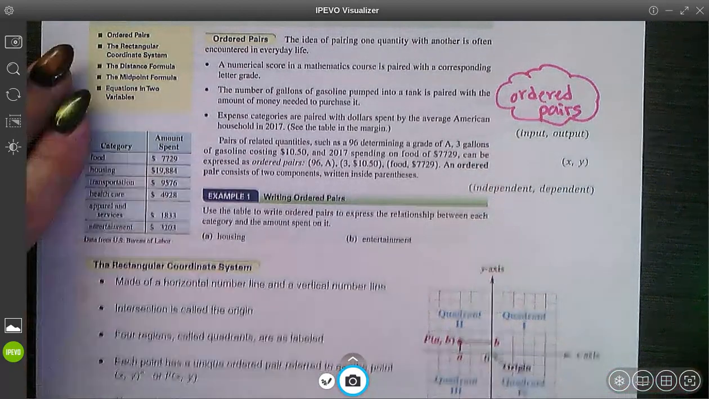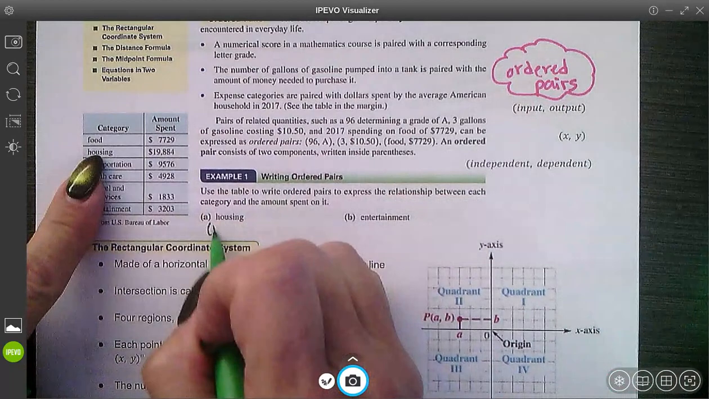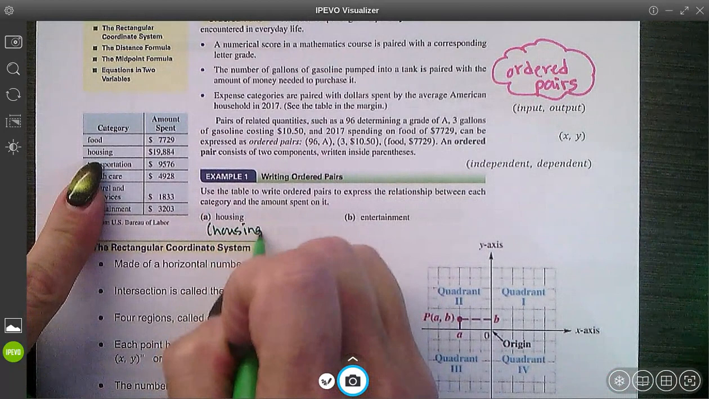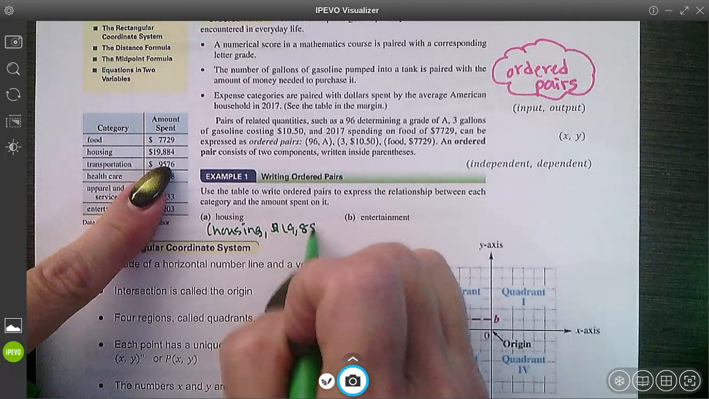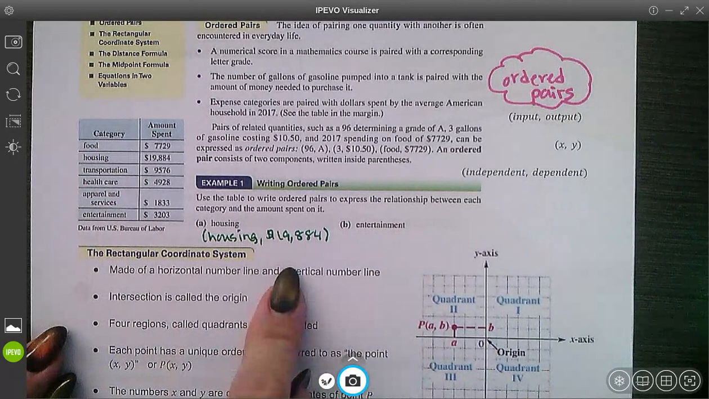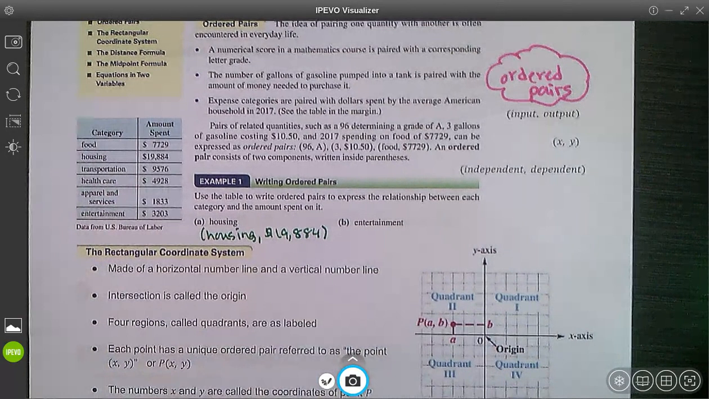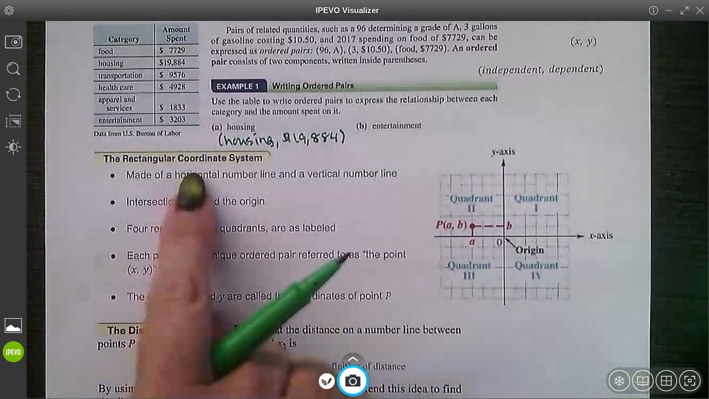So when we write ordered pairs, we are just going to pair those up together. Like if I'm writing for housing, that ordered pair would be housing, comma, $19,884. So you get the drift on that. We're not used to seeing ordered pairs written in that form, but it is possible to do. So we're going to move on and talk about the rectangular coordinate system.